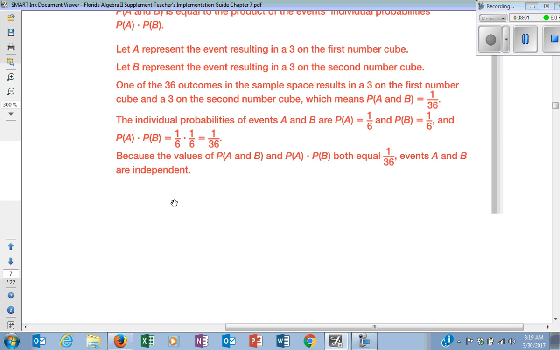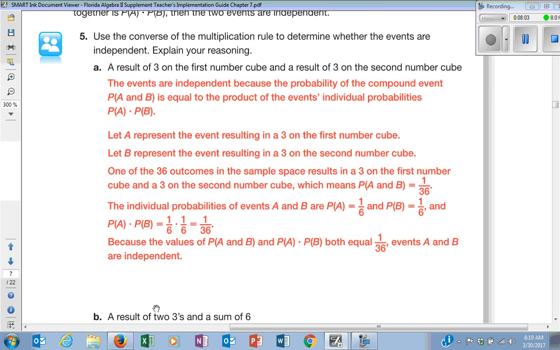So you should be trying this. A result of 2 3s and a sum of 6. How many times does that happen? 1 out of 36. There's one time that there's 2 3s and they both add up to 6. There's only one time that happens up there. Does that make sense? Yes?